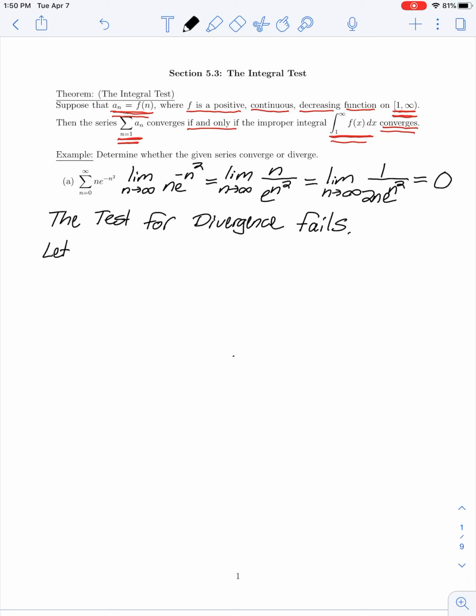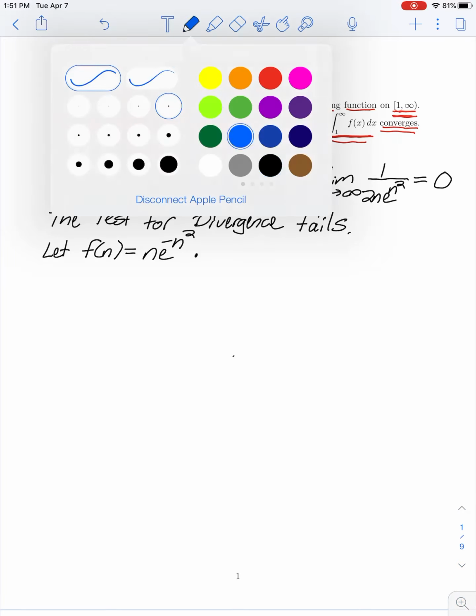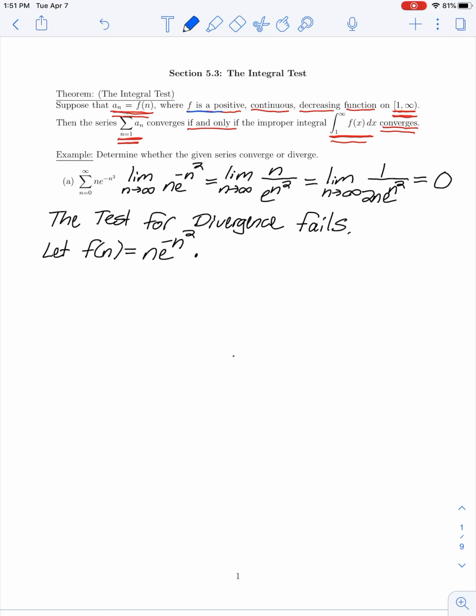we need to think of the general term of our series as a function, f of n, which in this case is n times e to the negative n squared. And in order to use the integral test, recall that we need this function to be positive, continuous, and decreasing over the interval where we're taking our sum.